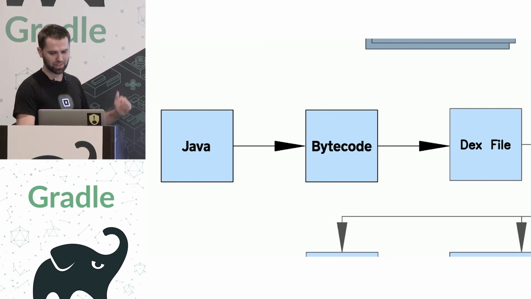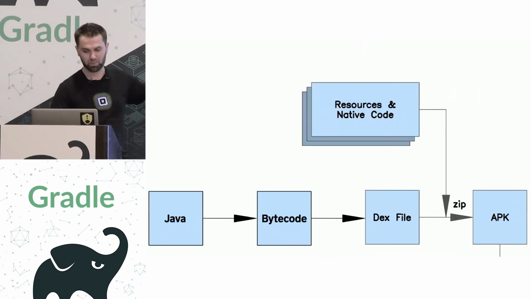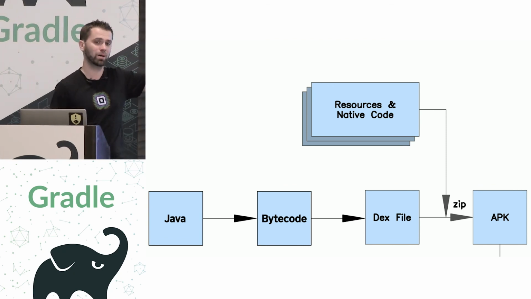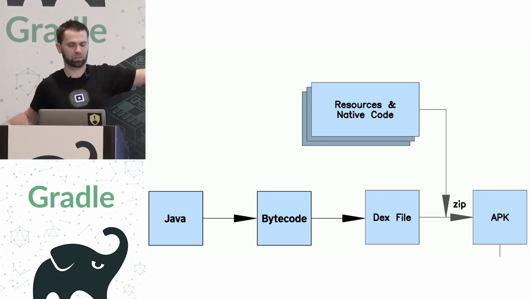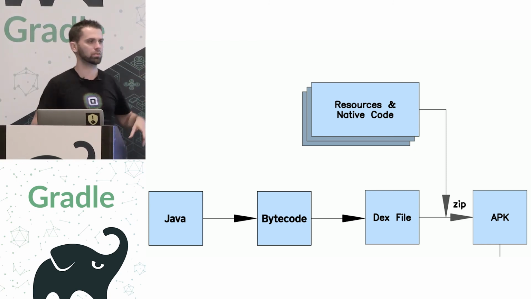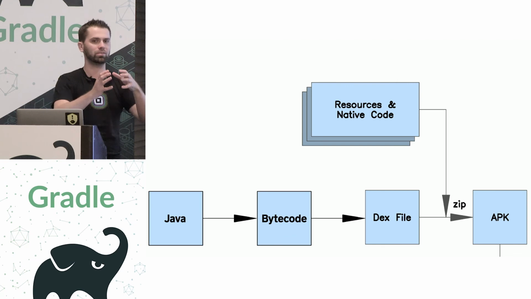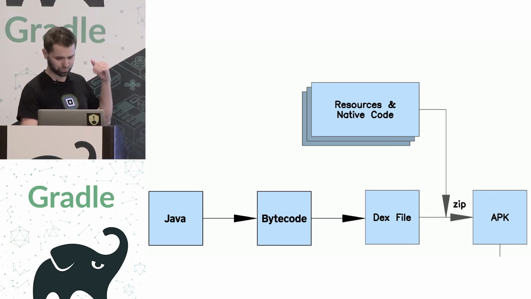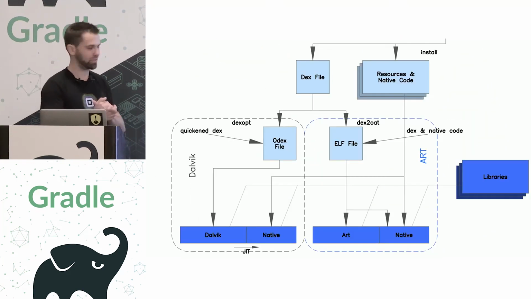And so the Dex file is then packaged into an APK, right? So when you make an AAR, you're shipping bytecode, and then that gets integrated with all of the other libraries and the application code, and it turns into a Dex file that then is shipped into the APK. And then that gets installed.